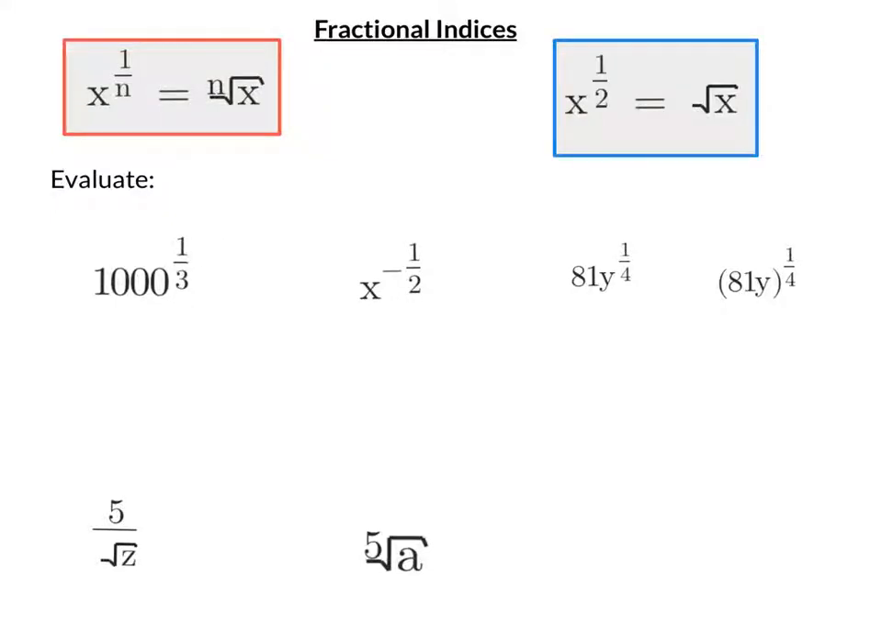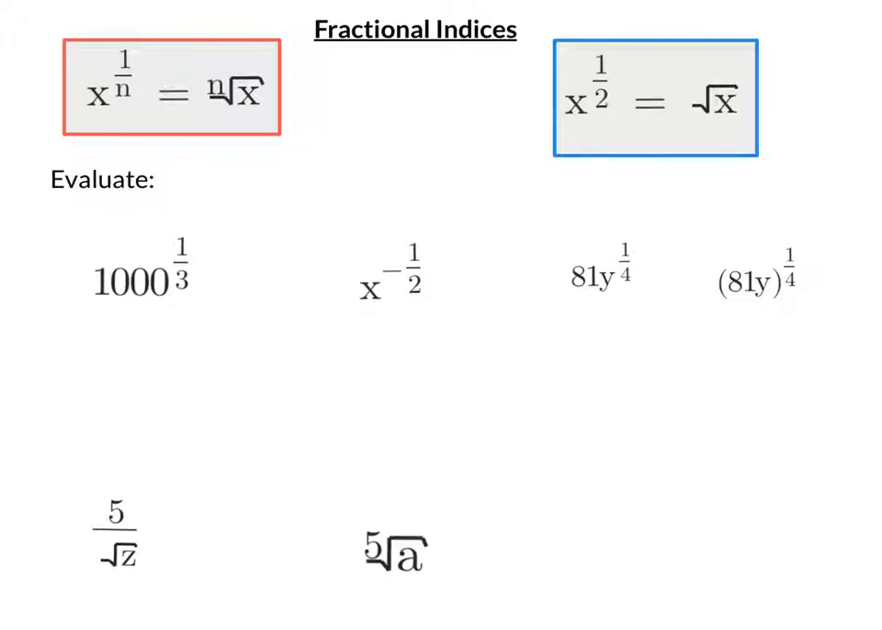In this video, we're going to look at fractional indices. So if you have x to the power of 1 over n, that's the same as saying the nth root of x. With the special case that you have x to the power of a half, that's the square root of x. So let's look at some examples.